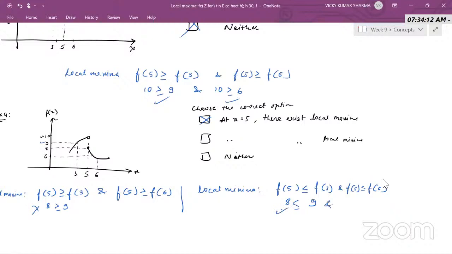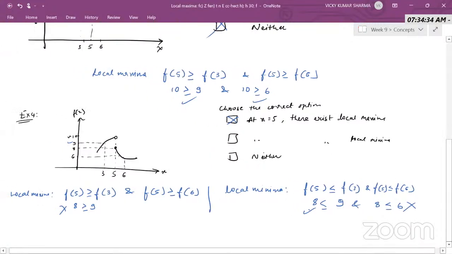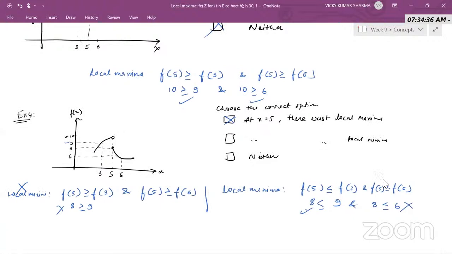What about the other AND condition? What is f of 5 again? 8. So is 8 less than or equal to f of 6? No, sir. f of 6 is 6. So 8 is greater, and this is not right again. So this violates both the definitions. It is not a local maxima and it is not a local minima. So this is neither in this particular case.